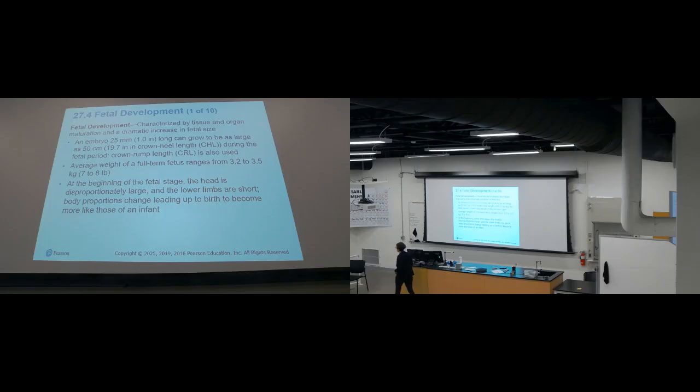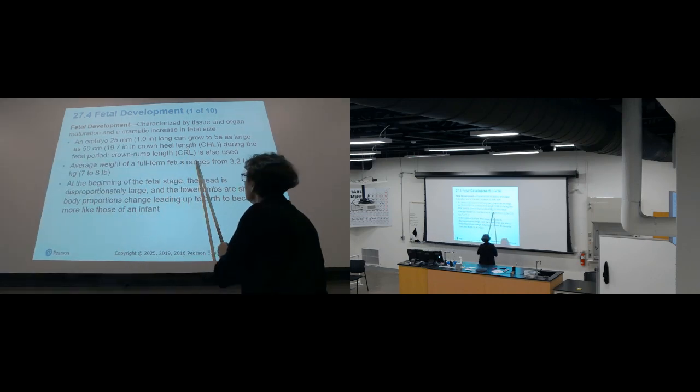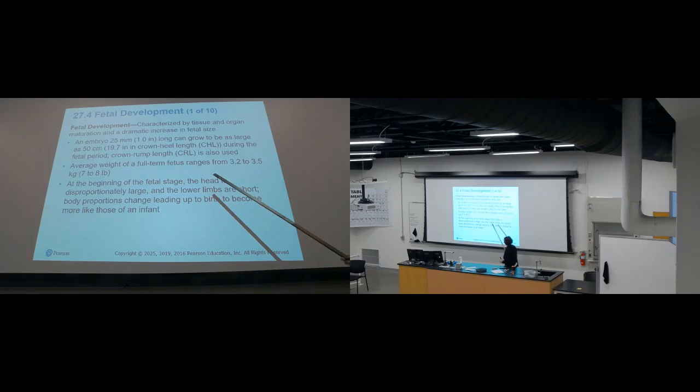Now, for the fetal development. So after the embryonic period, the fetus can grow as large as 50 centimeters during this period, which is 19.7 inches, from crown to heel length, or CHL. And then you can use another length, which is called crown to rump length, or CRL. And the average weight of a full-term fetus ranges from 3.2 to 3.5 kilograms, 7 to 8 pounds.